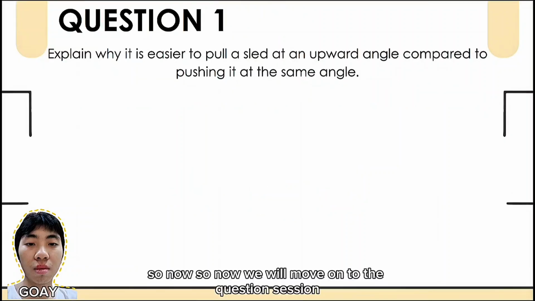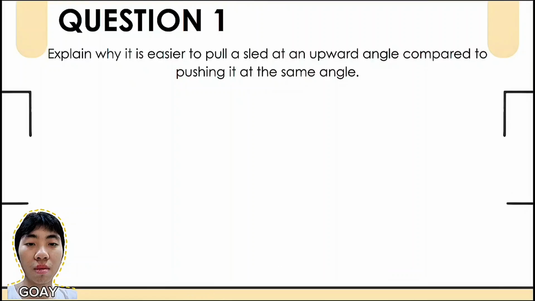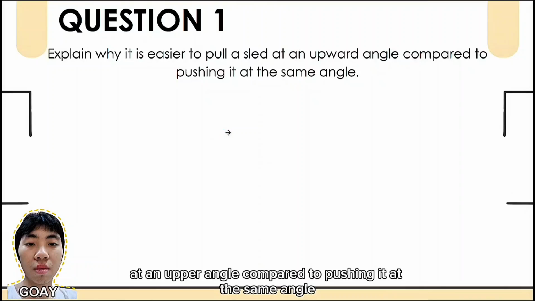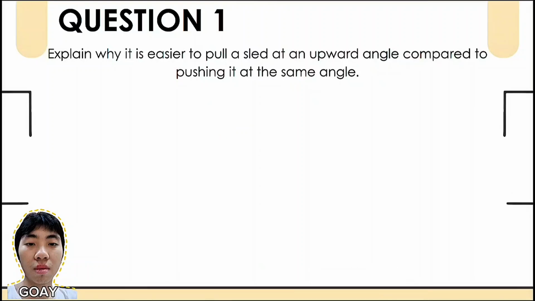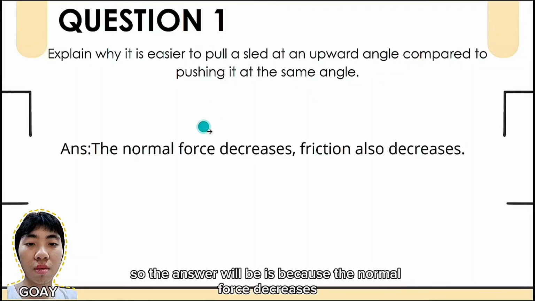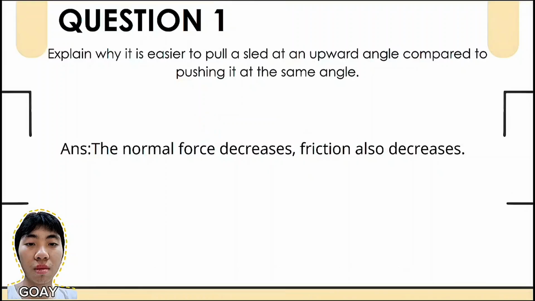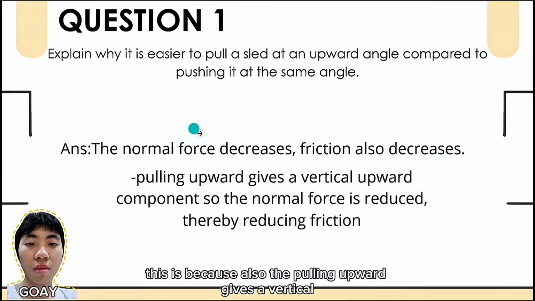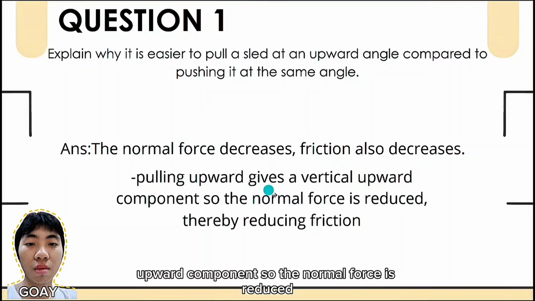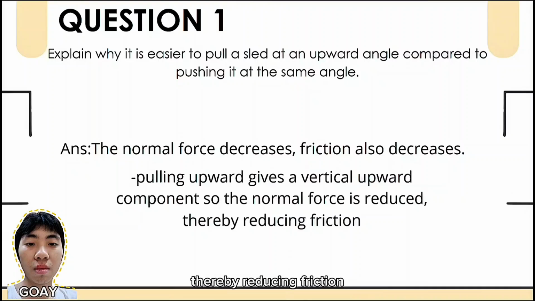So now we'll move on to the question session. For question 1, explain why it is easier to pull a thread at an upward angle compared to pushing it at the same angle. The answer is that the normal force decreases, so the friction will also decrease. This is because pulling upward gives a vertical upward component, so the normal force is reduced, thereby reducing friction, and that's why it becomes easier to pull.